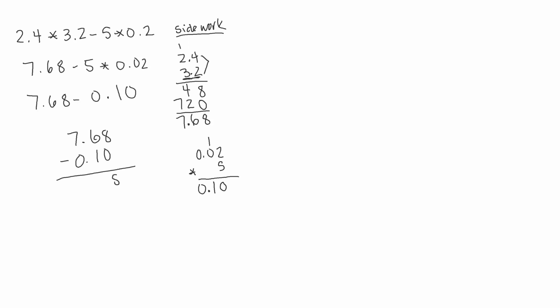8 minus 0 is 8. 6 minus 1 is 5. Drop down your decimal point. 7 minus 0 is 7. So the final answer is 7.58.